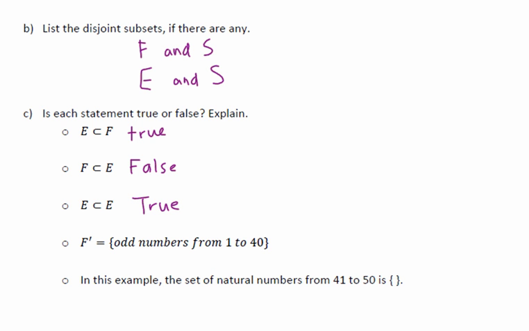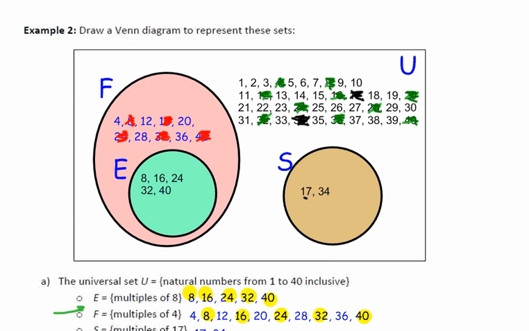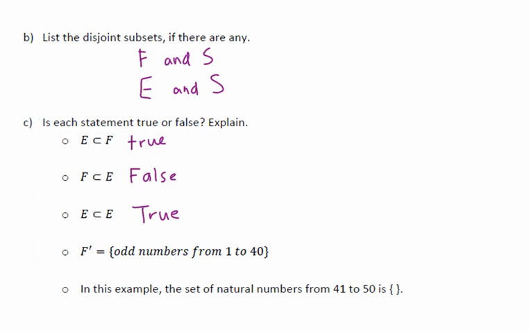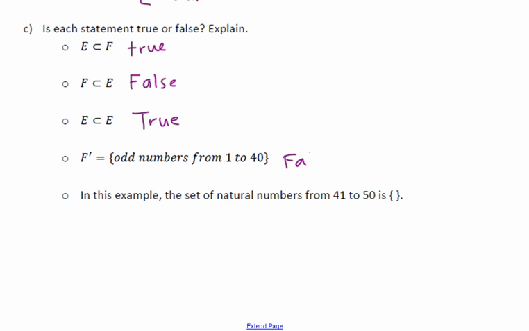Okay, F naught. Is F naught odd numbers from 1 to 40? So are there any even numbers in F naught? Looking at this list, yeah, there is. So that's false. Okay, in this example, the set of natural numbers from 41 to 50 is the empty set, because they're not in our set. So that's true.